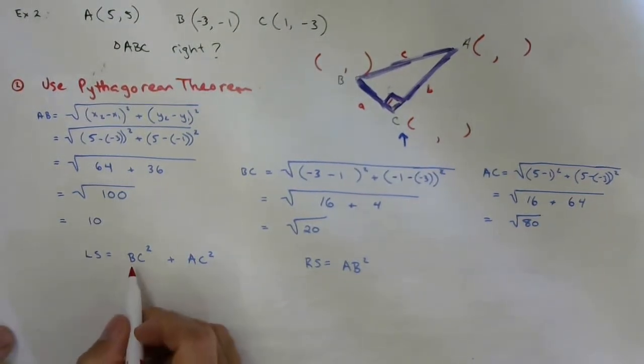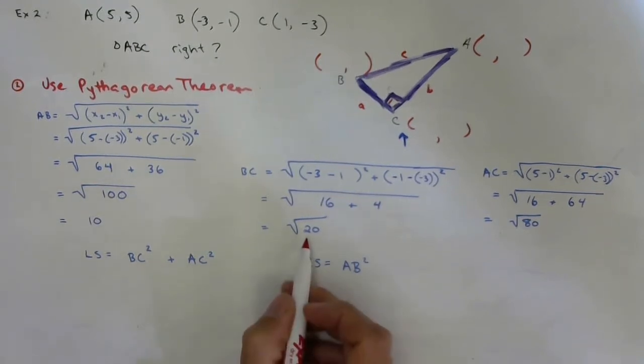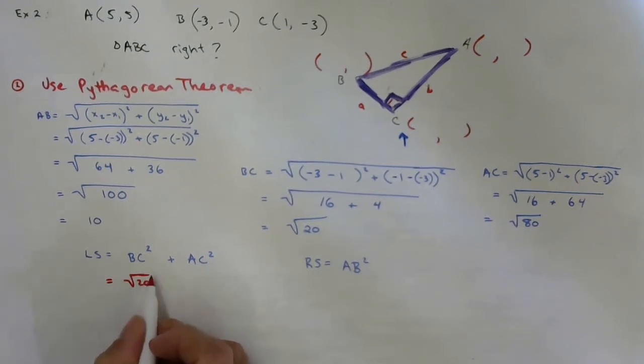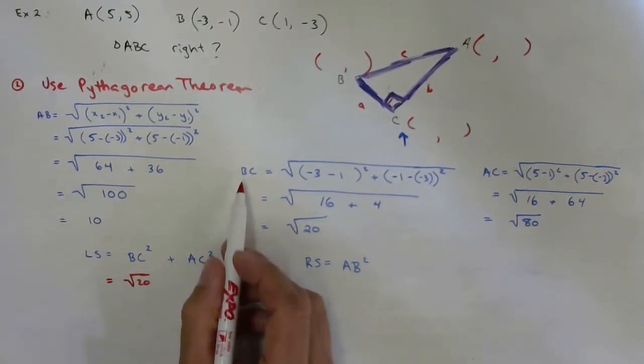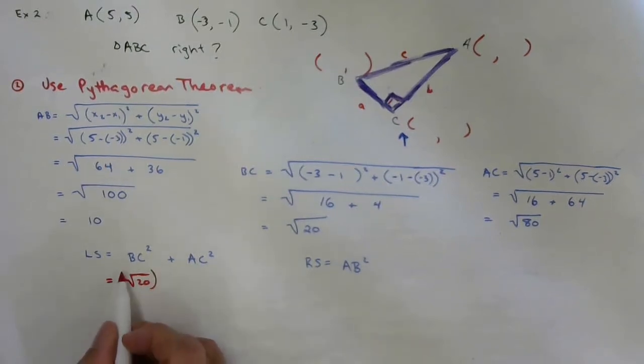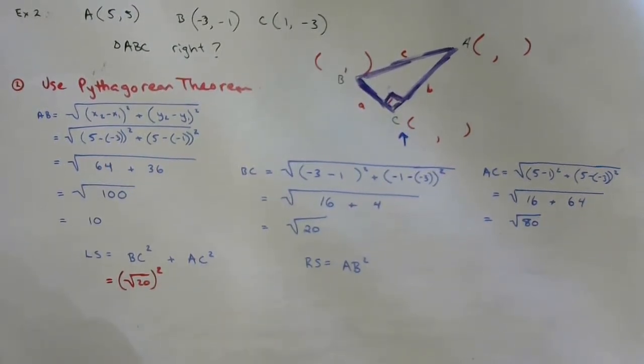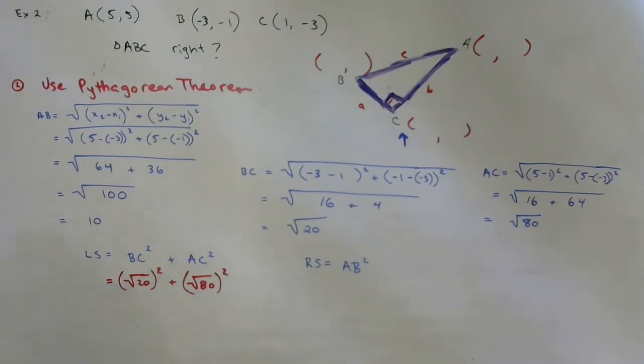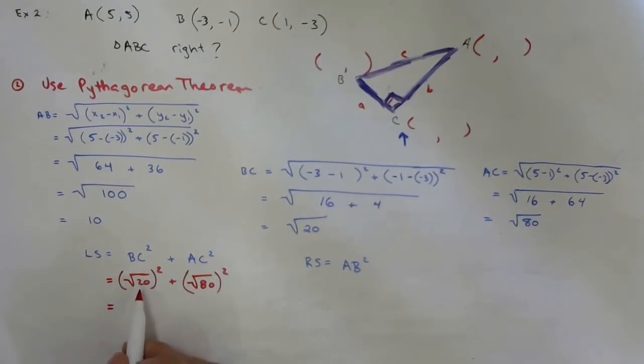So here we go. BC is right here. It's radical 20. So I'm just going to copy that down. Radical 20. And this is where you need to be careful. BC is radical 20, but I need BC squared. Okay? Same thing with AC. AC is radical 80, and I need that squared. I'm going to keep working down this left side. This part looks confusing. It's actually really easy. You don't need your calculator at all.